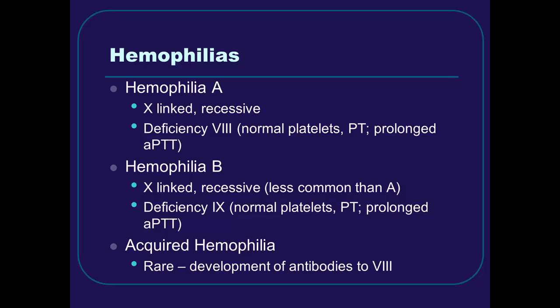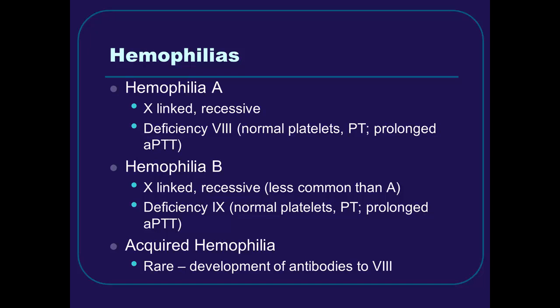What you'll see in hemophilia A is a deficiency in factor VIII. So remember that in normal physiology, factor VIII circulates in an inactive form bound to von Willebrand factor until there's tissue damage, and then it disconnects from von Willebrand factor and forms with factor X. So what you'll see in these individuals, because they have the deficiency of factor VIII, platelet count is normal, prothrombin time is normal, but you'll see a prolonged activated PTT, intrinsic pathway.